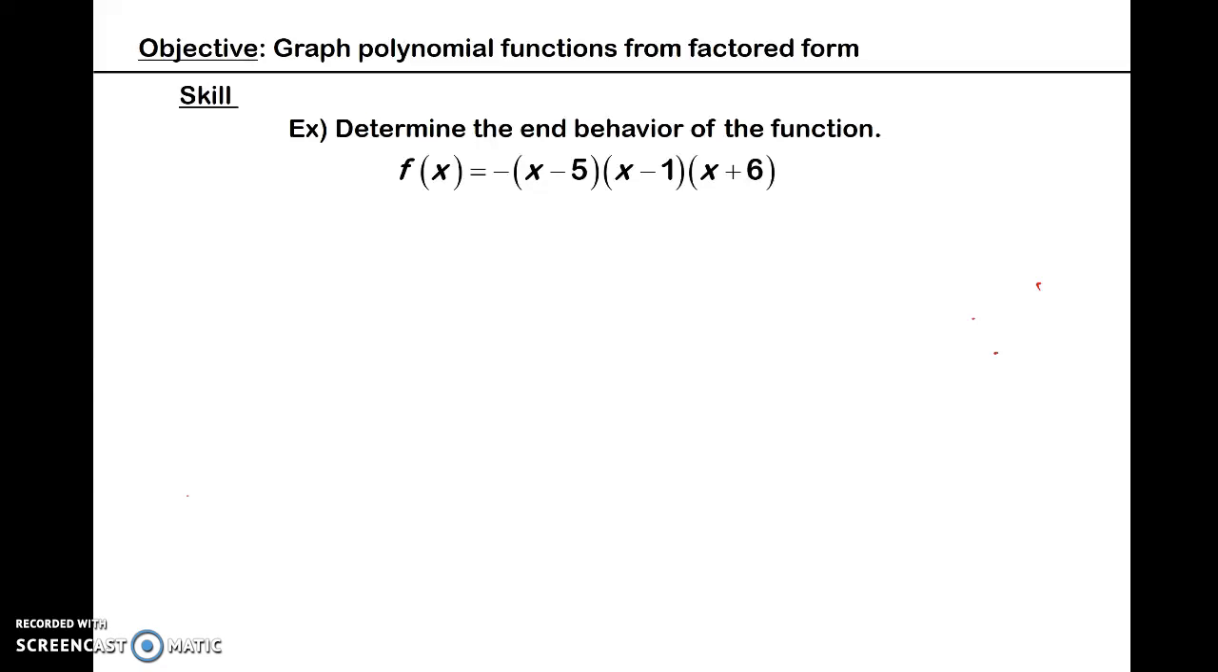Hello, in this video we are going to determine the end behavior of a function given in factored form, and that is our objective in order to help us graph polynomial functions. So the first step that we have to follow in order to find our end behavior is to determine the leading coefficient.